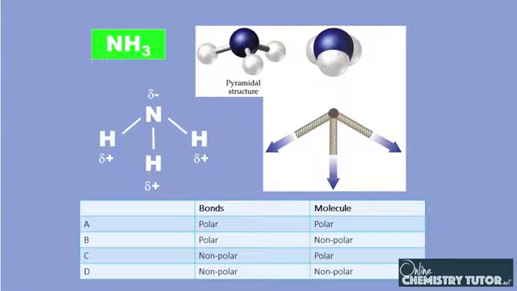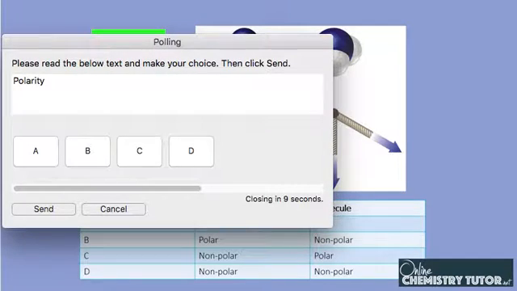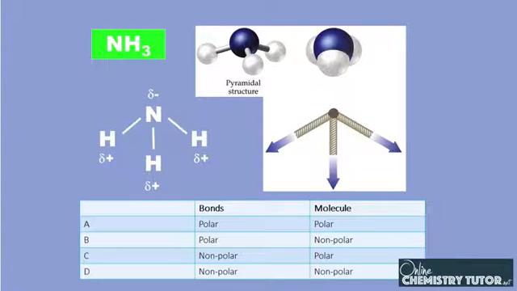What we're going to do now, you can have a go at some of these. I'm going to send you a multiple choice survey. There are 4 options, A, B, C, D. You have to identify both whether the bonds are polar or non-polar, and then whether the molecule is polar or non-polar. So I'm just going to send this out now. So you should have received that. You've got your choice, A, B, C, or D. Are the bonds polar, and therefore is the molecule polar? Click for option, click send.